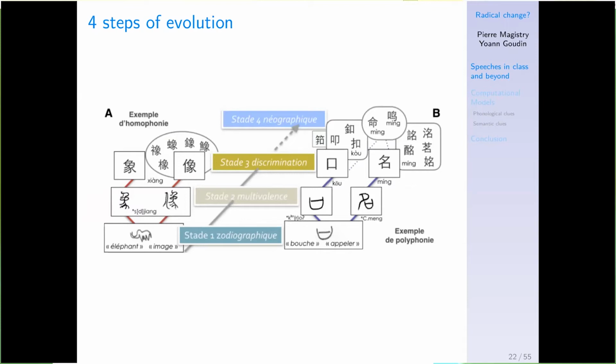So, just in order to sum it up, here we have the three steps of evolution. First, the zodiograph, which is the pictogram, then the determination step, and then you have many other sinograms to be designed, always on the same principle, which is sound and not meaning.